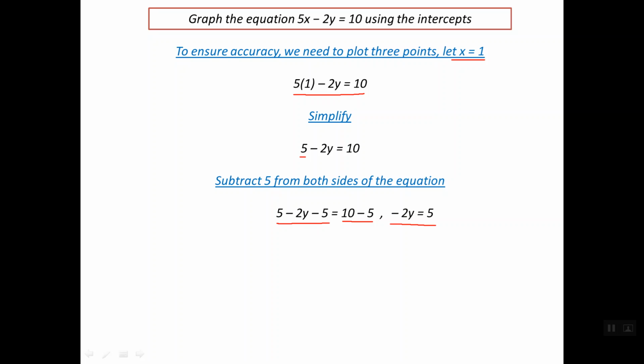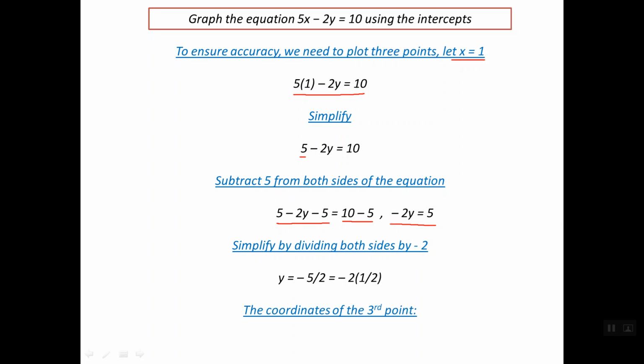Now simply we can divide both sides by minus 2. So by dividing both sides by minus 2, we have the value of y. y is equal to minus 5 over 2, which is the same as minus 2.5. So the coordinates of the third point, which lies on the straight line, are 1 and minus 5 over 2.